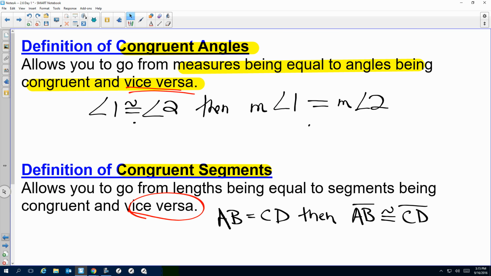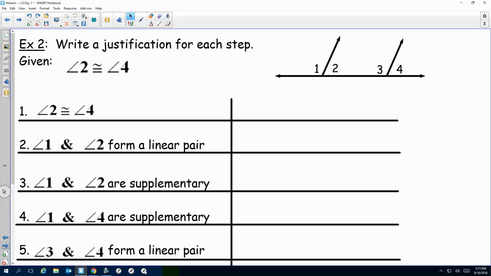Guys, oops, I went too far. Here is example 2. So this is what you're adding to your spiral that I'm going to check for. There are 2 examples that are tables. Yeah, no pages that you skipped. Okay? This will be on Edmodo for you to complete.